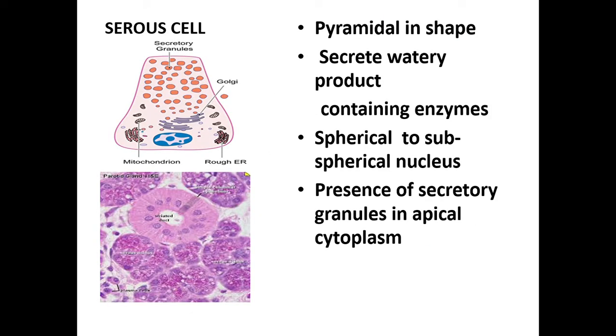The serous gland is composed of serous cells. A serous cell is pyramidal in shape and it secretes a watery product containing enzymes. The nucleus may be spherical to sub-spherical in shape. And in the apical part of the cell, we have secretory granules that are involved in the secretion of the serous cell.